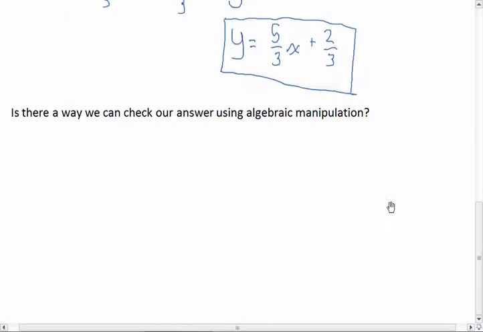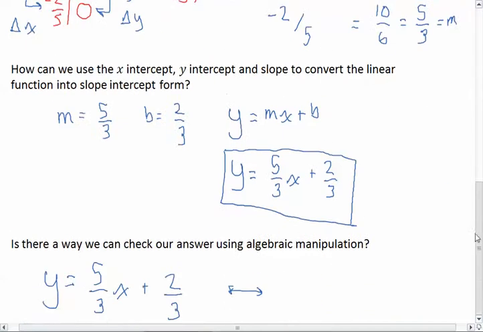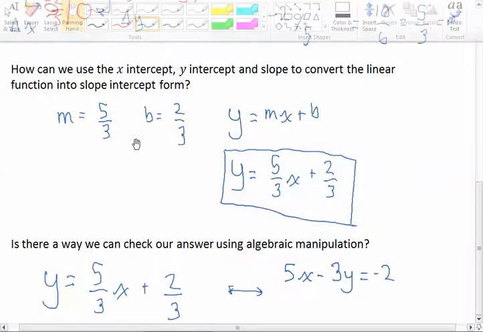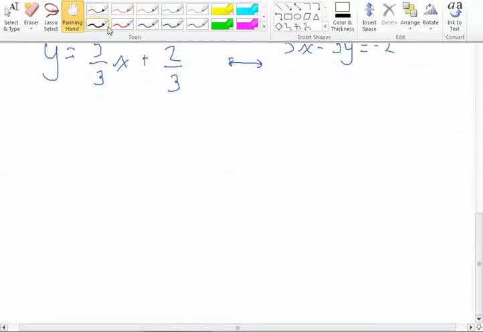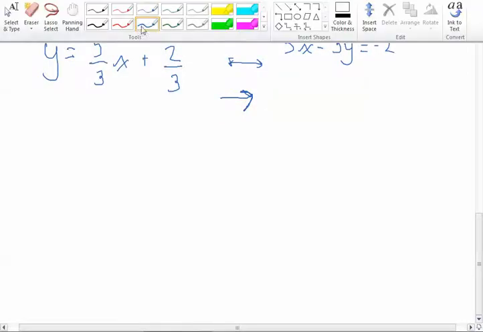So let's take a look here. I want to see if I can change y is equal to 5/3x plus 2/3 into our original of 5x minus 3y equals -2. So I want to see, okay, can this be done? And can I easily go from one to the other without having to do all that in-between process? The answer is yes. So first, I'm going to use this direction. We're going to go from standard form back into general form first.